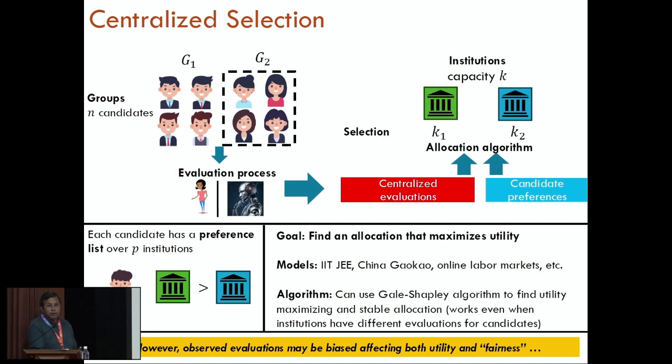So what can we do algorithmically? Well, the naivest thing is to do this Gale-Shapley algorithm, which has been used. The Gale-Shapley algorithm is more general in the sense that it allows each institute to have its preferences over the candidates, but here each institute generates the same preference list based on the evaluation it receives from the centralized admissions test. So it's a special case of Gale-Shapley.